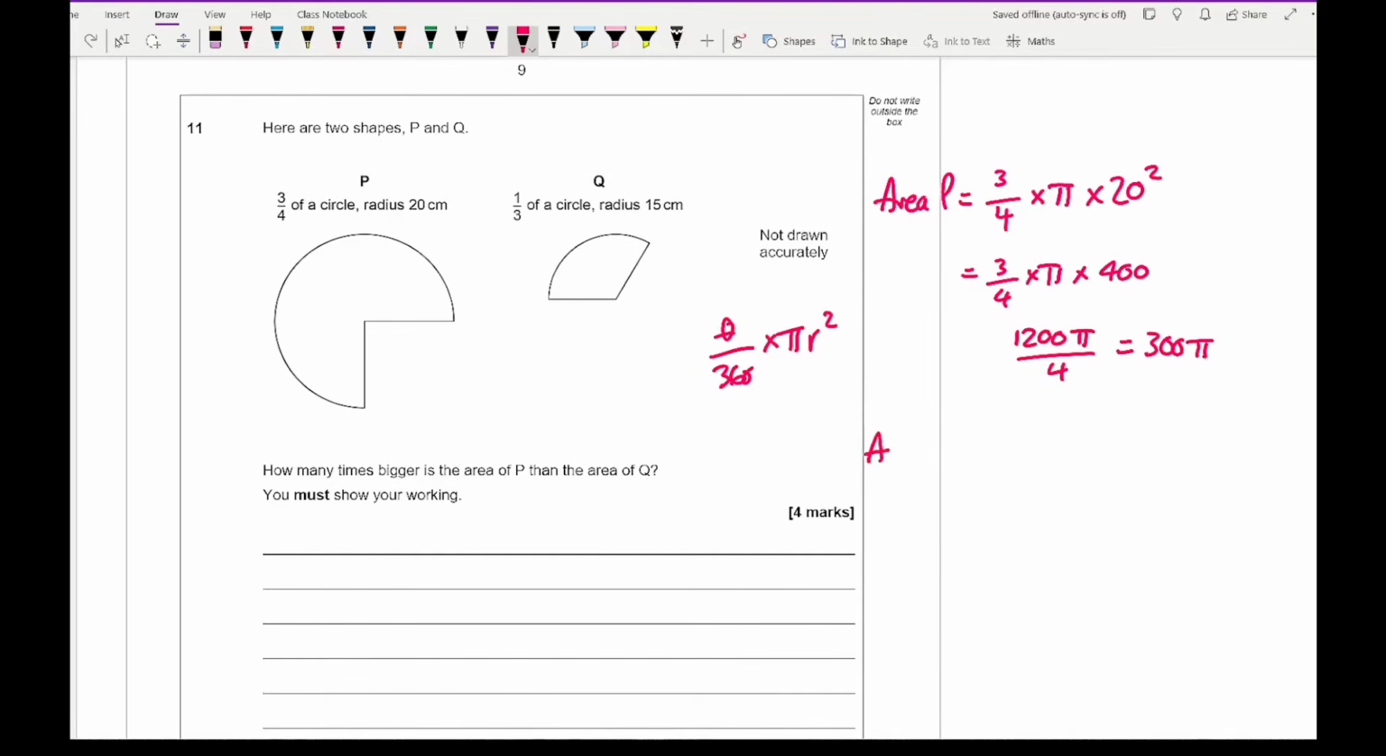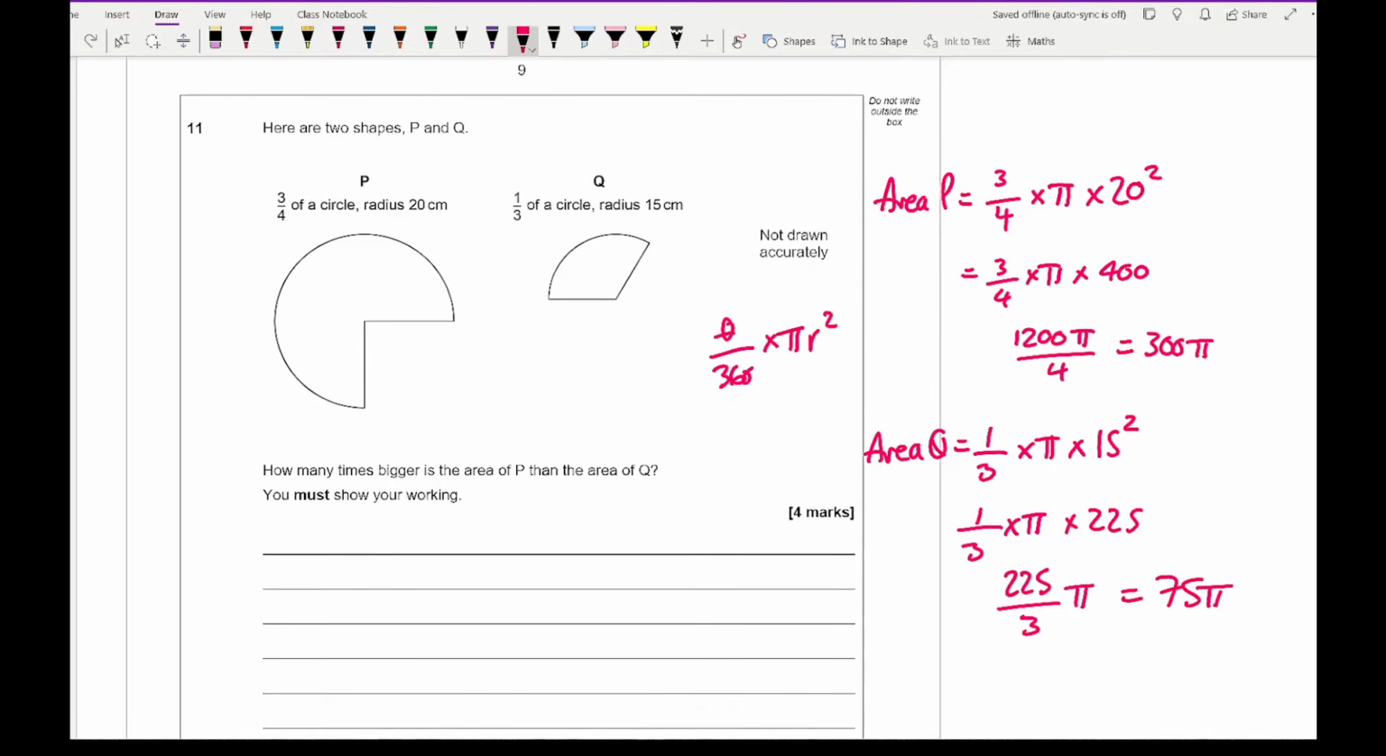Then if I work out area Q, that's 1/3 of the circle, so that's 1/3 times pi. This time the radius is 15 squared. So we've got 1/3 times pi times 15 squared, which is 225. So then we've got 225 over 3 times pi, and that gives me 75 pi.